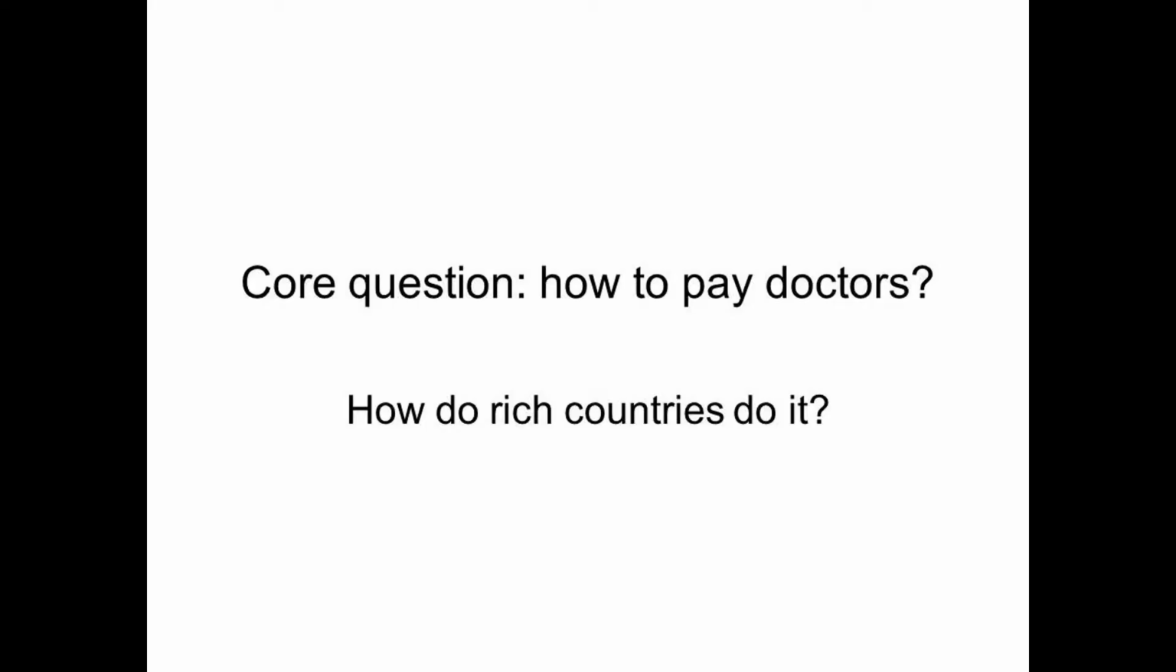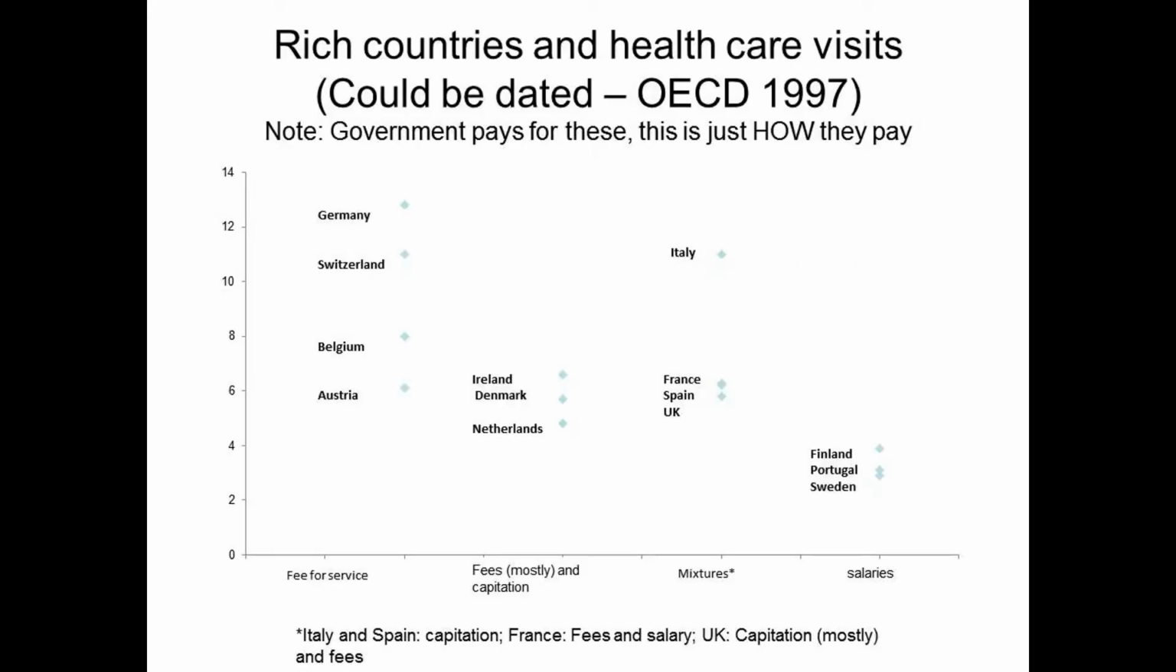So the core question is, how do you pay doctors? How do rich countries do it? This is really dated, but the point's made. I don't know if you can see this so well, but these are different ways that you could pay your doctors. On the left, there's fee for service. On the right, there's salaries. And in the middle, there's a mixture of stuff.